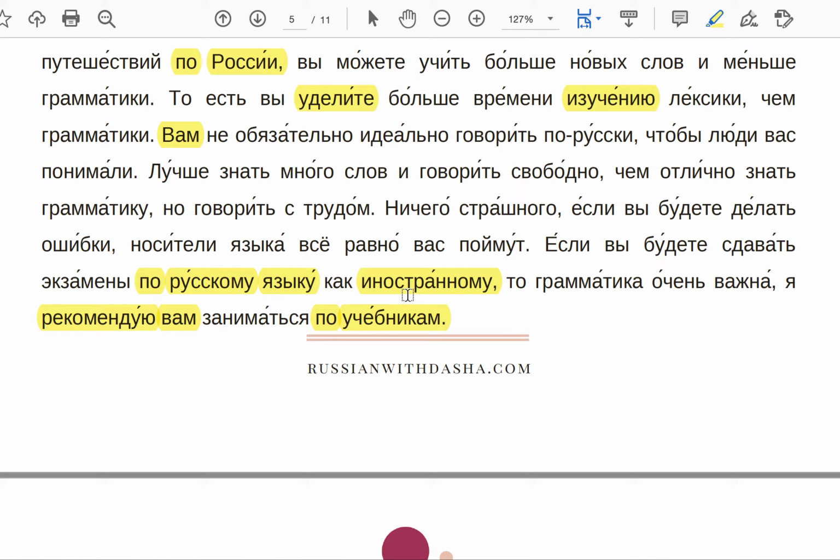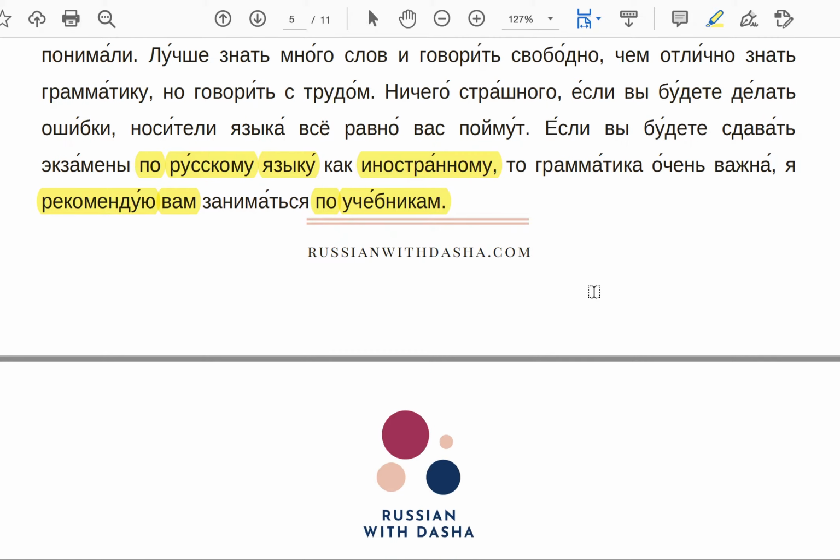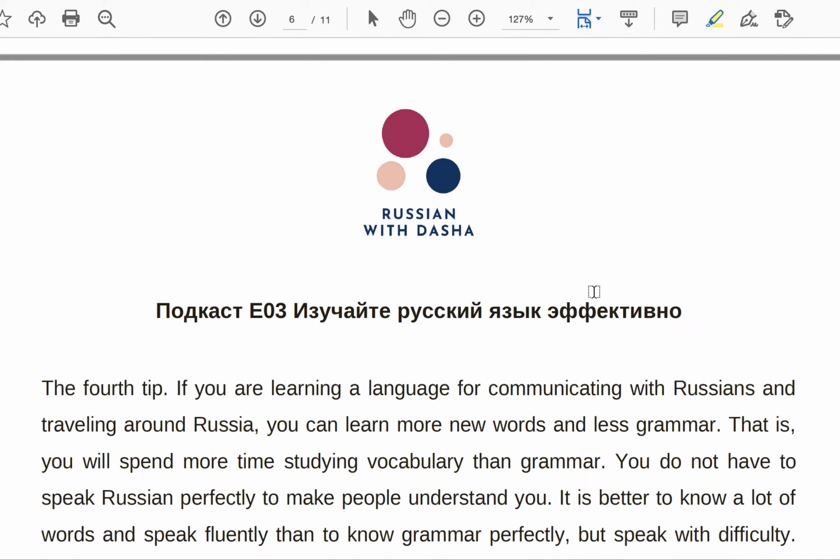And they forget to say, I recommend to you. Well, I believe it's because in Russian, it's very common just to say, рекомендую вам. There's just one word there. And so I think that helps to understand some of the errors that native Russian speakers make when they're speaking English. По учебникам, by using textbooks. So by means of textbooks.